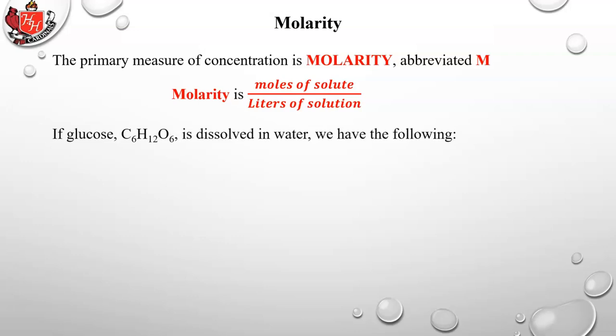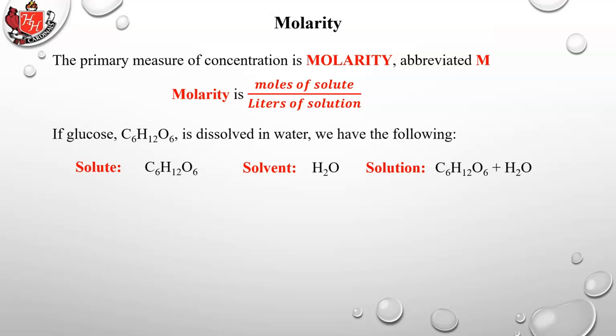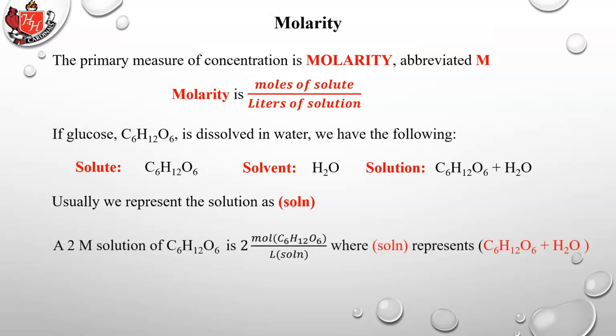So if glucose, C6H12O6, is dissolved in water, we have the following. The solute is the glucose, the solvent is the water, and the solution is the two of them mixed together. Usually we represent solution with the letters SOLN. So a 2 molar solution of glucose is 2 moles of glucose in 1 liter of solution, where SOLN represents the two of them together, the glucose and the water.